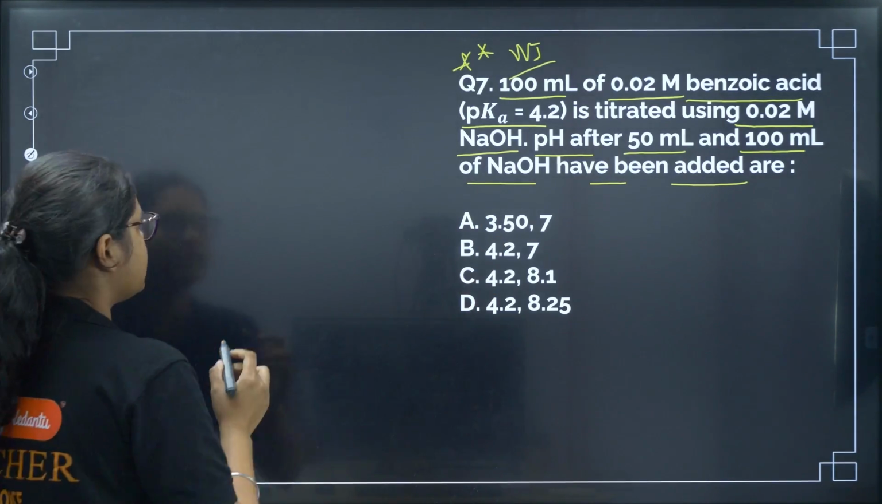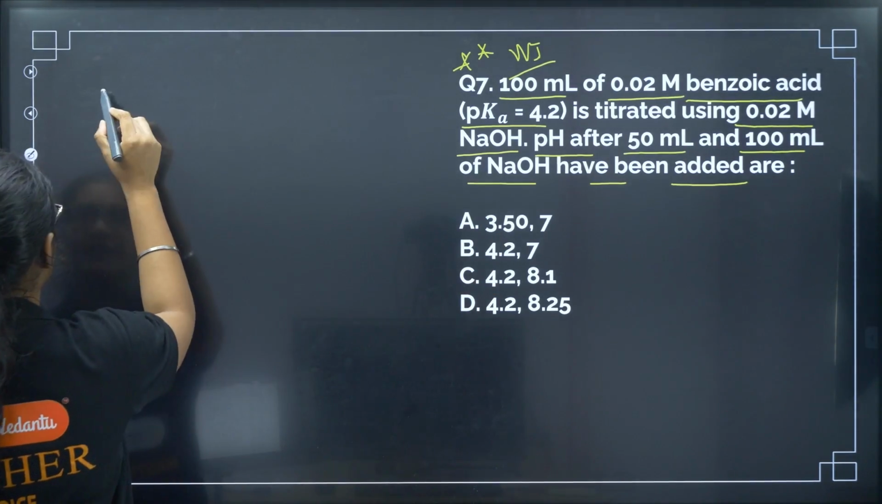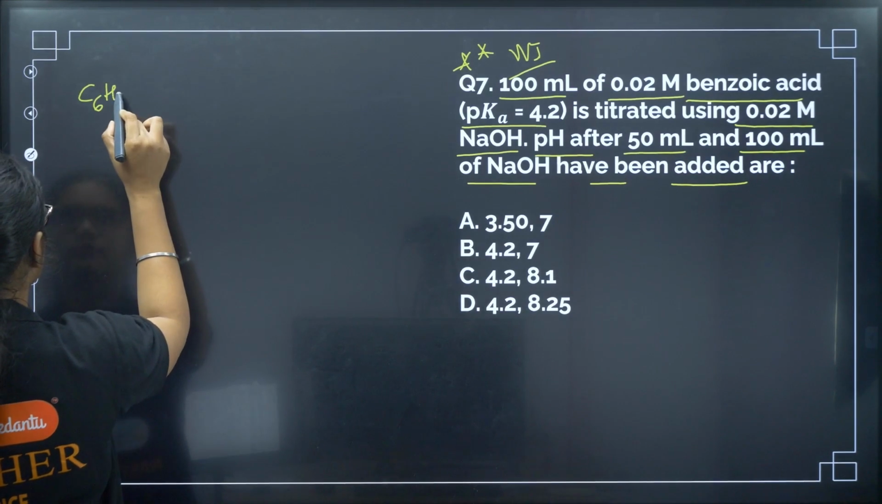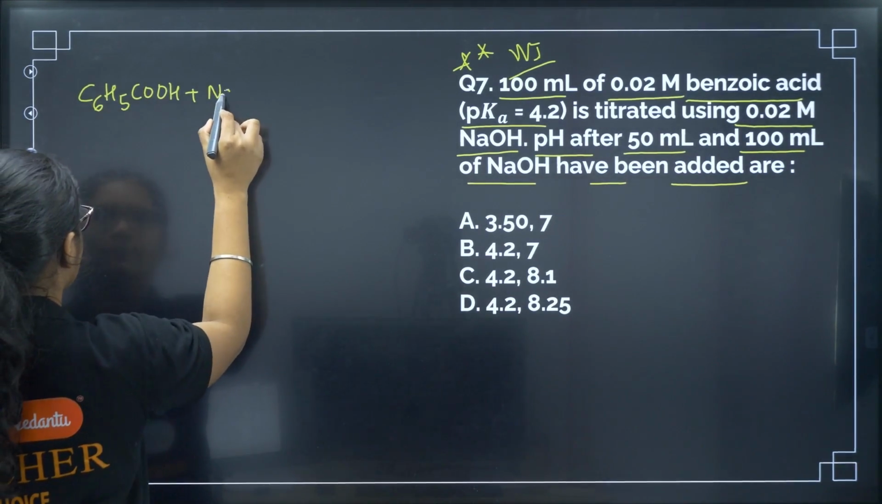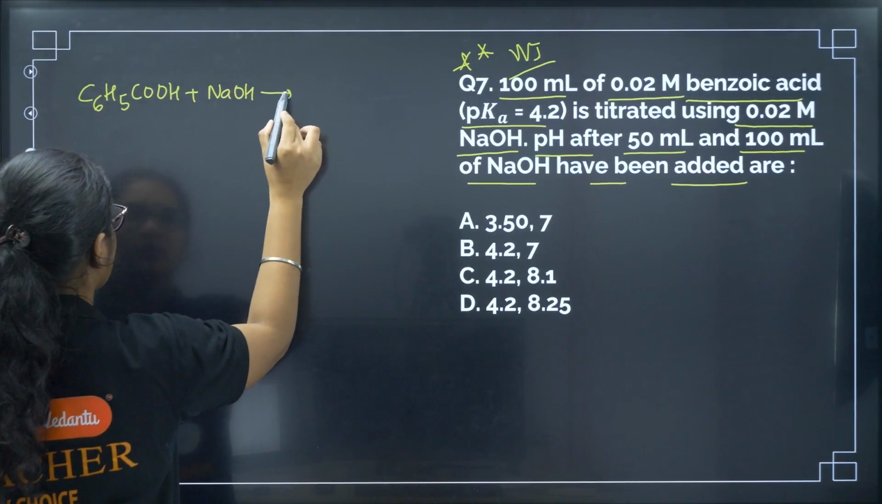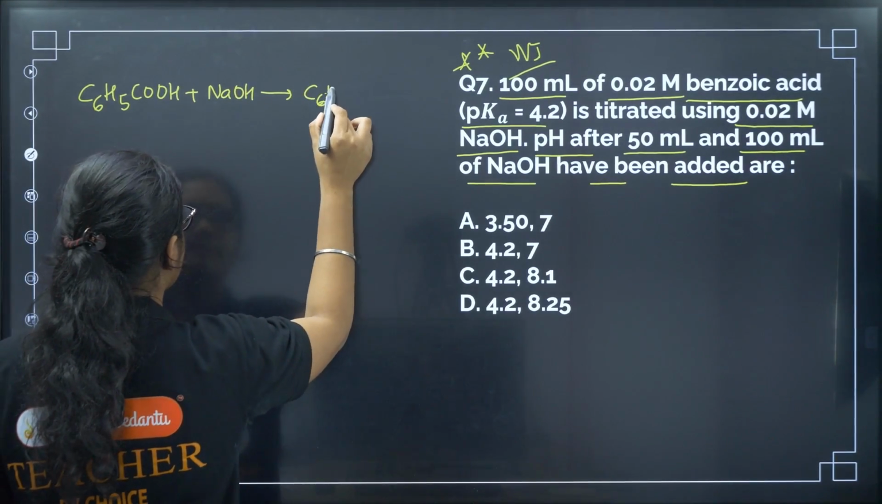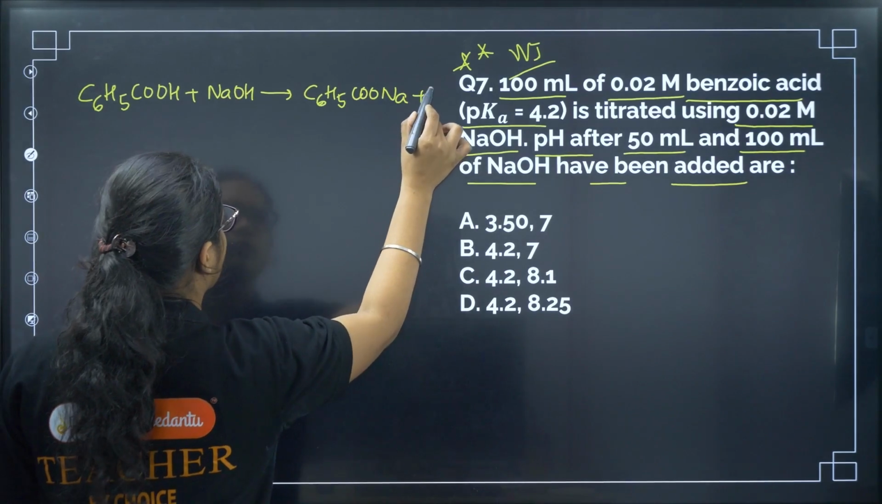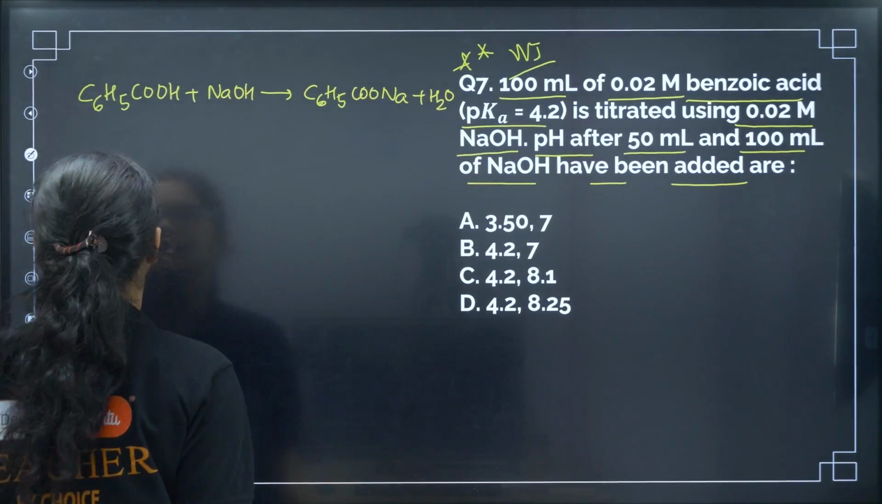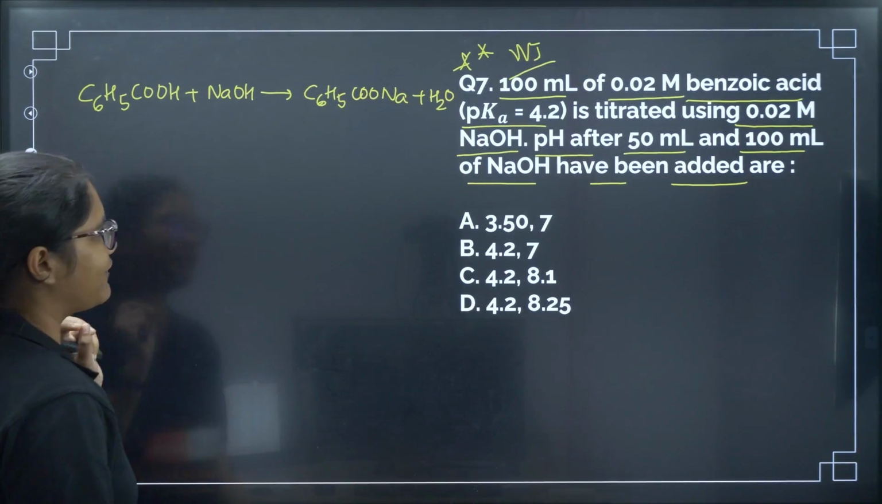So first, what is the reaction? The reaction is between benzoic acid. So benzoic acid plus NaOH will form sodium benzoate, okay, plus water.